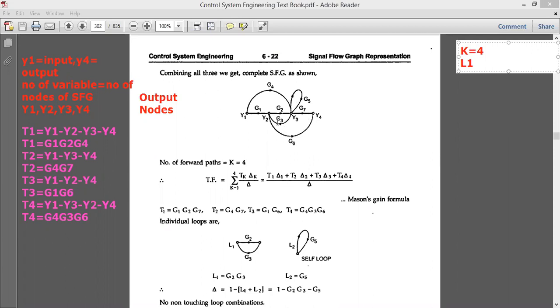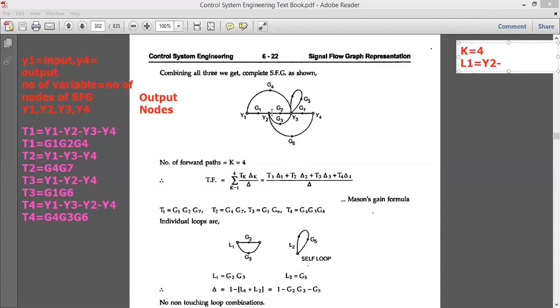And here at G3 the arrow mark is going towards the point Y2, so that is the first loop. And here from Y3 to Y3 again it is in the reverse direction, therefore this is the second loop. So basically we have two loops. So let us find L1. L1 is equal to, it will start at point number Y2.